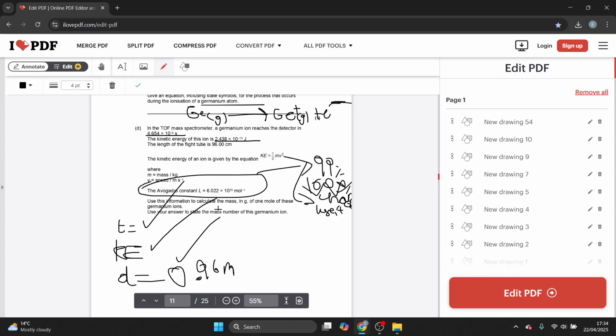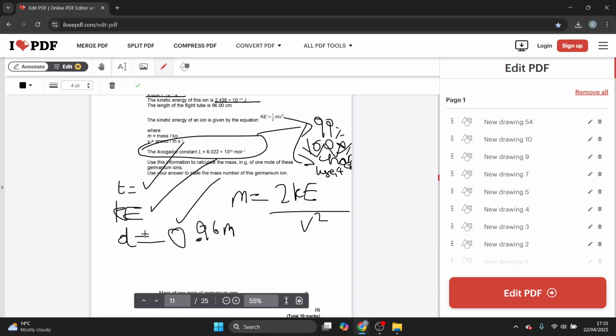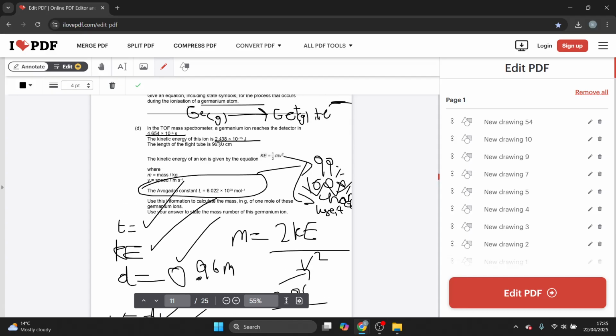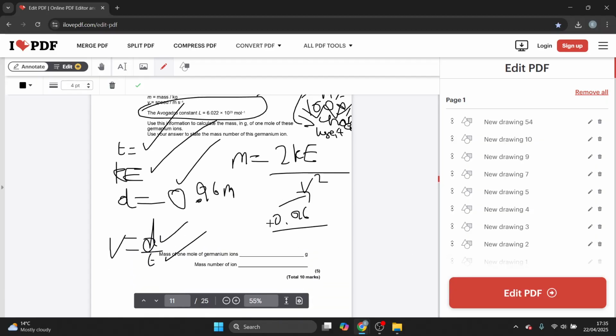Well, how would I do that? I can rearrange the formula. m equals 2KE over v squared. Have I got the kinetic energy? Yes. Have I got v squared? No. Wait, oh no, yes, I do. Because what is velocity? Velocity is distance over time. Have I got distance? Have I got time? Yes, I have. So all I'm going to do is put 0.96 over the time there, squared. That's all it's going to be.